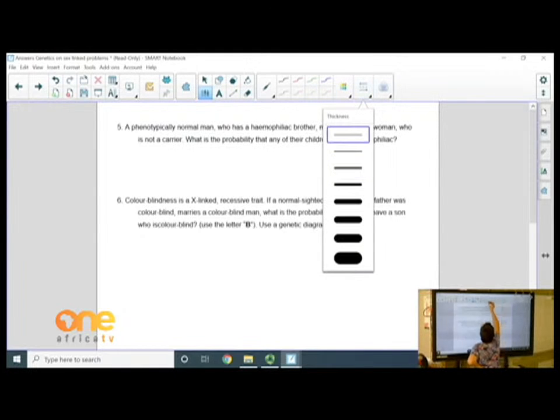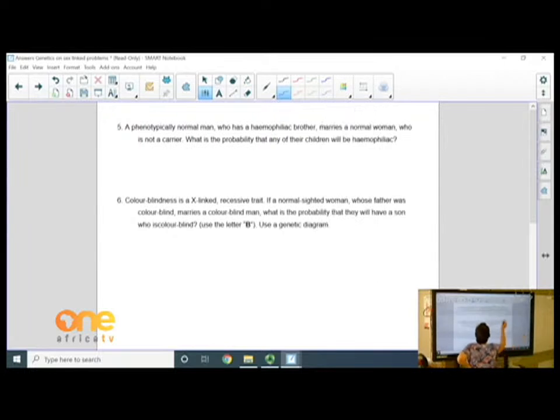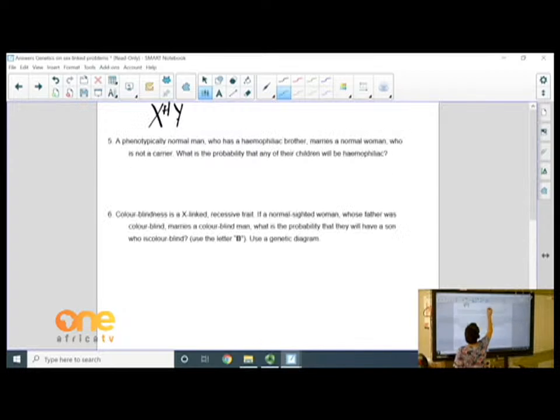Going to try and get us that very thin line now. Okay, so a male looks like this: H for normal and a Y. The female is normal and she's not a carrier. She's H and H. They are as normal as can be. So what is the probability? They will have a 0% chance to have a child with that.